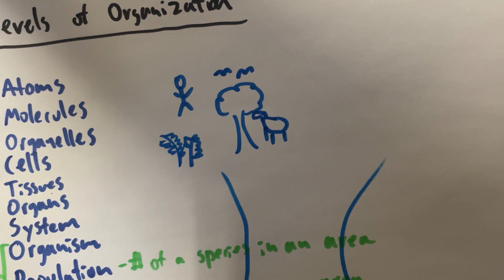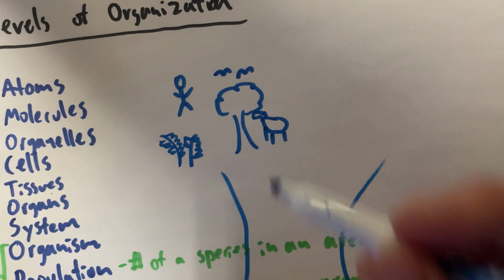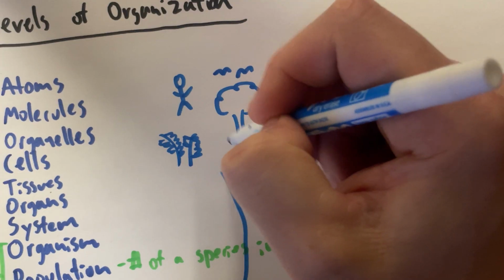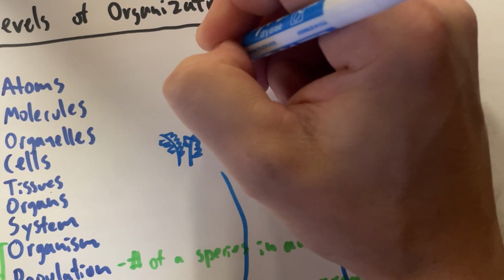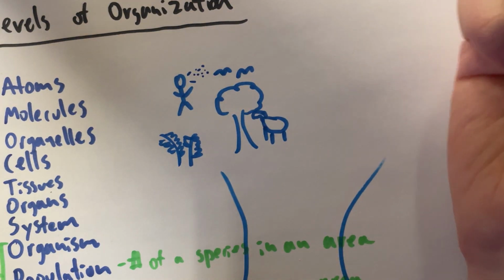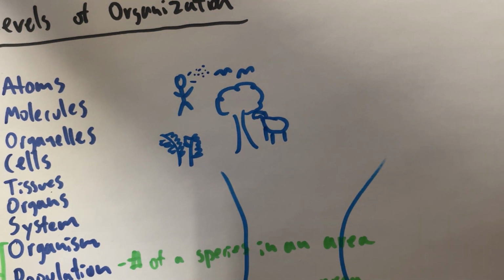Also, you could include things like diseases, right? So what types of little, we'll have this guy coughing. Yeah, like pathogens, diseases, right? Things like that. Those would be biotic factors.